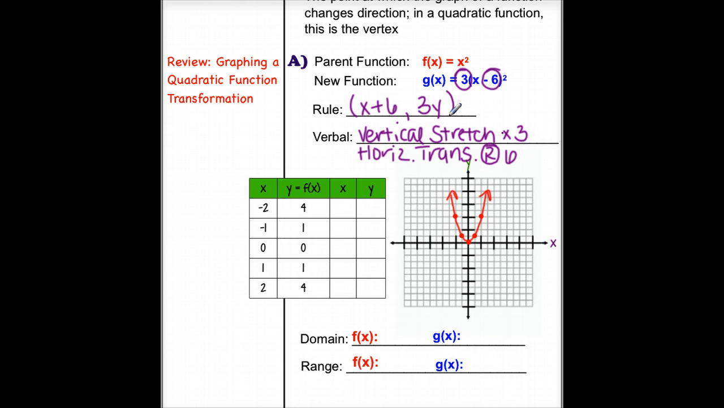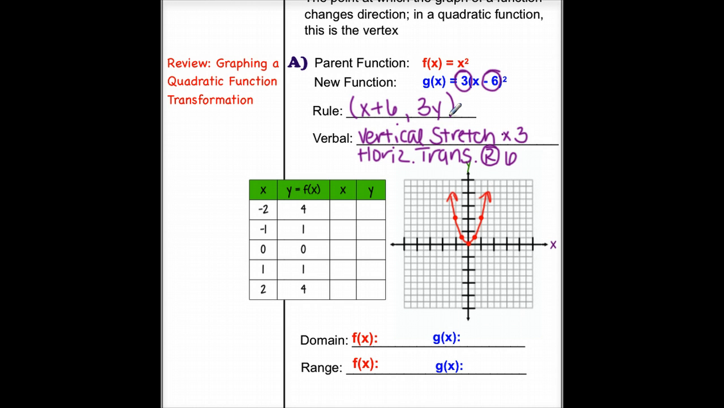So knowing that, I'm going to take all my x's and add 6. That means that negative 2 plus 6 is positive 4. Negative 1 plus 6 is 5. 0 plus 6 is 6. 1 plus 6 is 7. And 2 plus 6 is 8. And then I have to triple all the others. 4 times 3 is 12. 1 times 3 is 3, 0 times 3 is 0, 1 times 3 is 3, and 4 times 3 is 12. So now I'm going to go ahead and graph this.